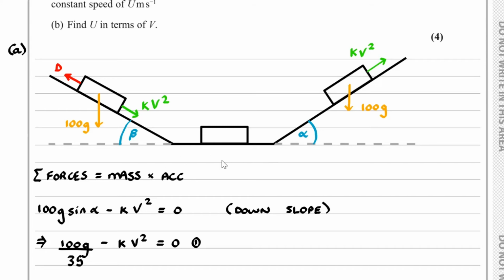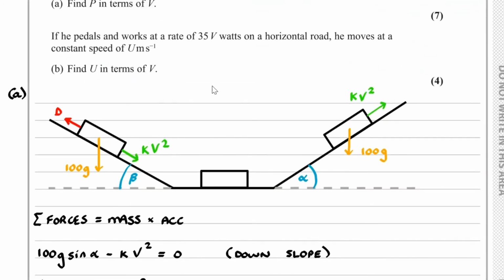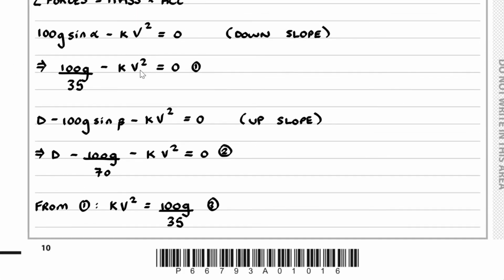Well, we know he works at a rate of 35V watts, so that means going forward we can find out what that force is. Now we have to consider the situation when we're cycling at a speed of U meters per second.